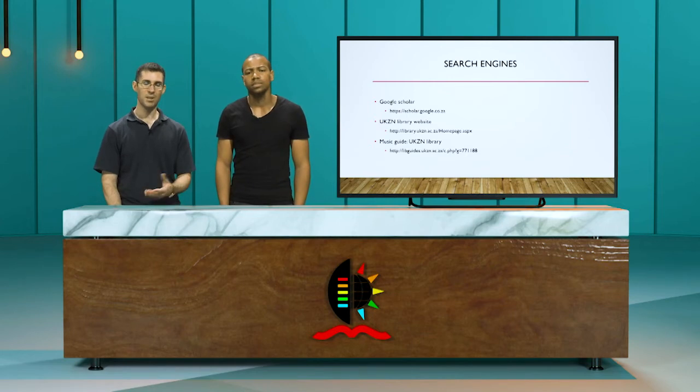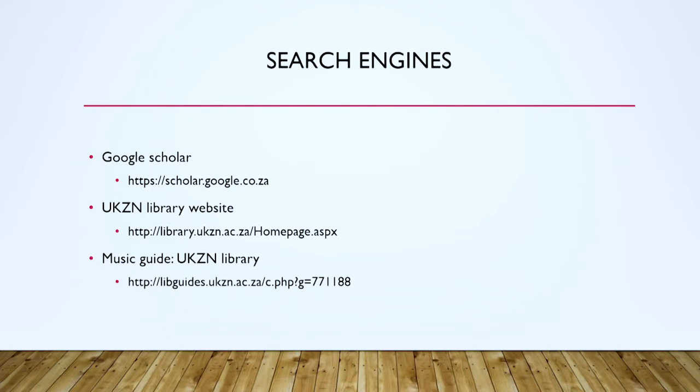I've listed here some of the search engines that I recommend that you use on a regular basis. I've spoken about Google Scholar. I've also spoken about the UKZN Library website. One of the important side parts of the UKZN Library website is something called the Music Guide. Every discipline has a special page related to what they offer to people from the library. And our music library has a special guide. If you type in that address, you will find the UKZN Music Library Guide.